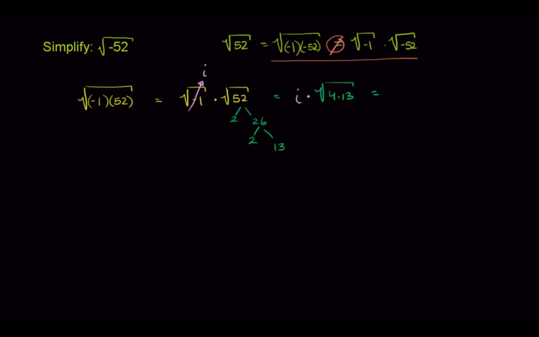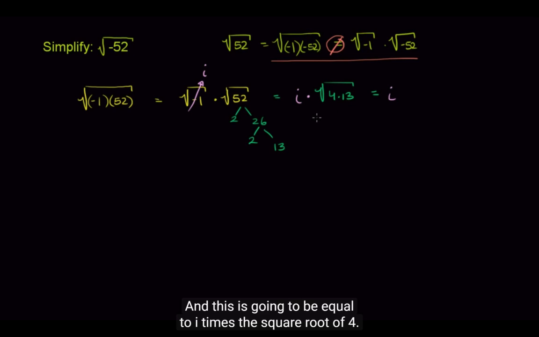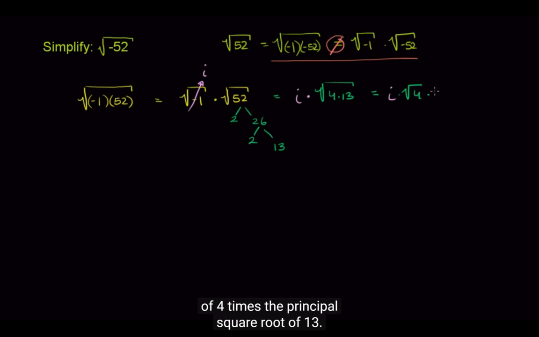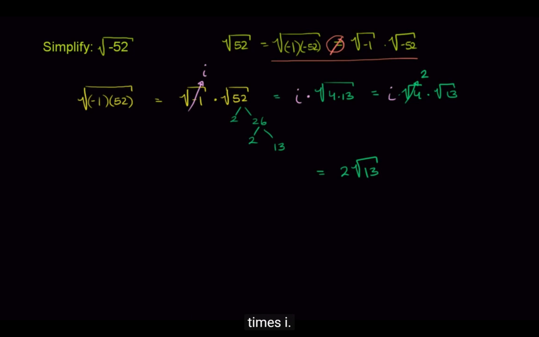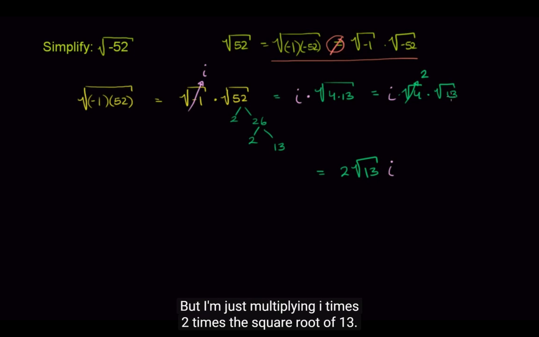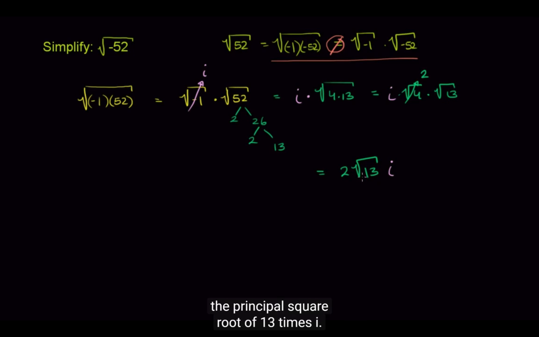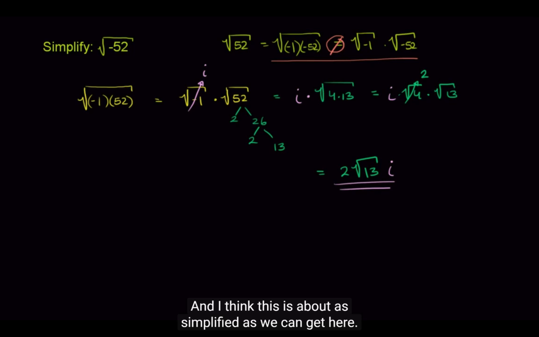And this is going to be equal to i times the principal square root of 4 times the principal square root of 13. The principal square root of 4 is 2. So this all simplifies, and we can switch the order over here. This is equal to 2 times the principal square root of 13, times i. I just switched around the order. It makes it a little bit easier to read if I put the i after the numbers. But I'm just multiplying i times 2 times the square root of 13. That's the same thing as multiplying 2 times the principal square root of 13 times i. And I think this is about as simplified as we can get here.